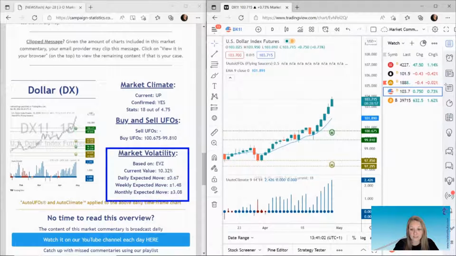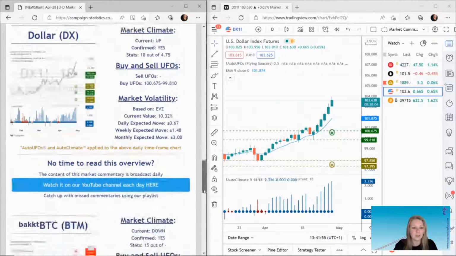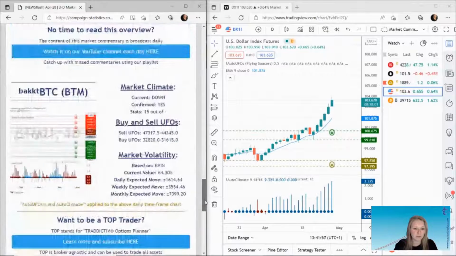In terms of volatility, we'd expect movement up or down in 1 year of 10.32%. So in a day, 0.67 points. In a week, 1.48 points. And in a month, 3.08 points, either up or down. So that's the US dollar. Last but not least is bakkt Bitcoin.